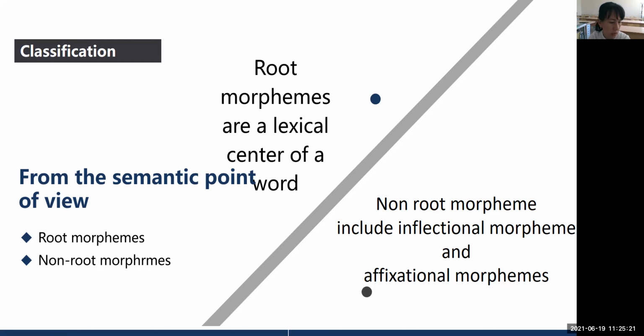For example, students, let's take the word decide. Decide, decision. Here the morpheme -sion changes the lexical and grammatical meaning of the word. As we see, decide is a verb, but decision is a noun. Or teach, teacher: teach is a verb, but teacher is a noun. Okay, so this is a type of morphemes according to their semantic point of view, that is, according to their meaning.